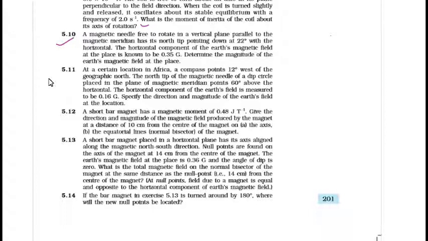The next question is 5.11. At a certain location in Africa, a compass points 12° west of the geographic north. The north tip of the magnetic needle of a dip circle placed in the plane of the magnetic meridian points 60° above the horizontal. The horizontal component of the Earth's field is measured to be 0.16 G. Specify the direction and magnitude of Earth's magnetic field at the location. Let us see the solution.